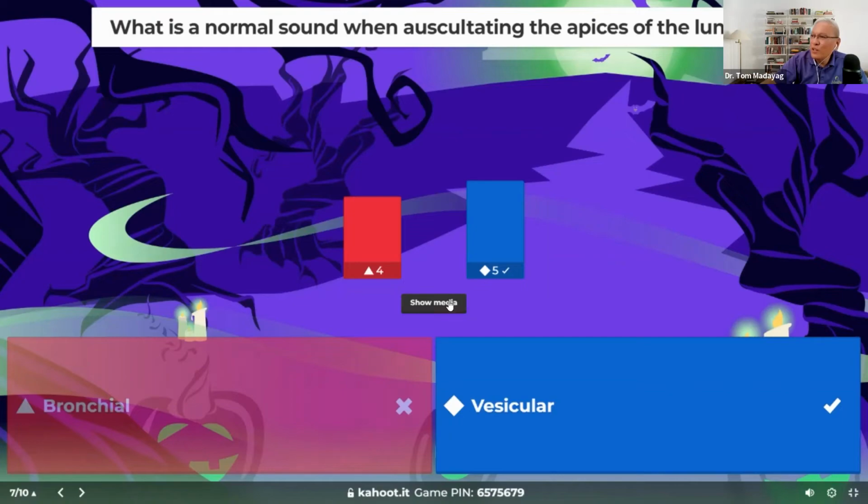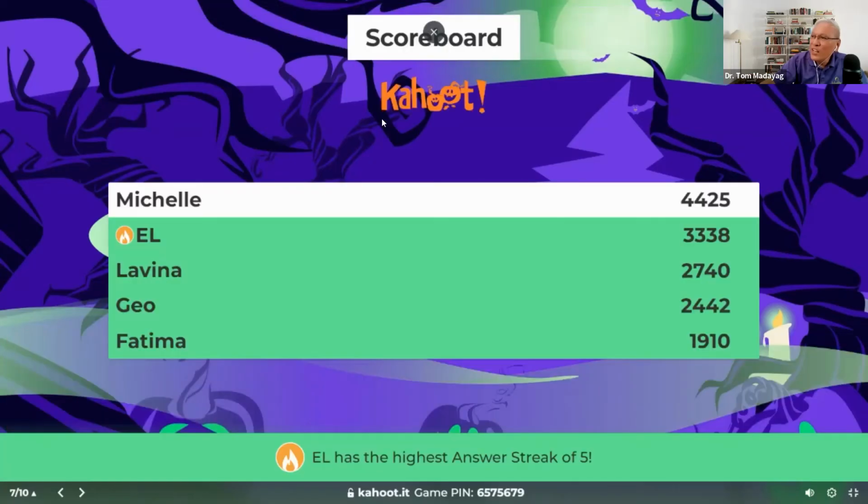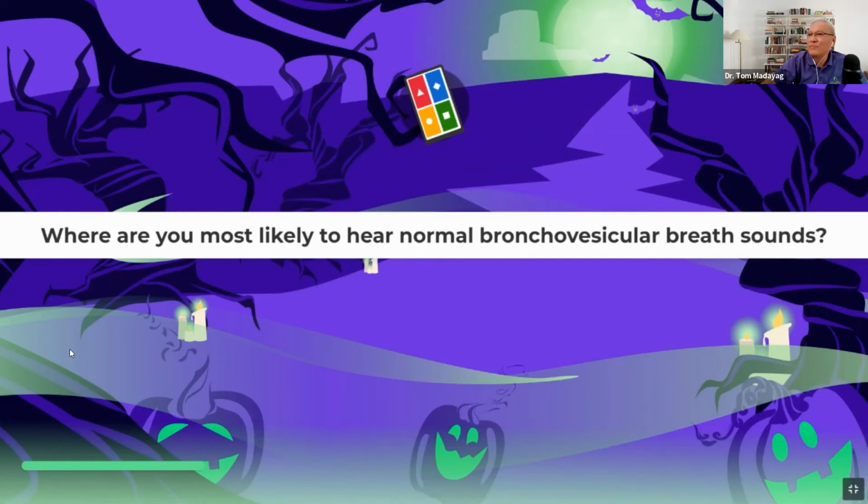Okay, so if we're listening to the apices of the lungs, these are the apices of the lungs right over here. We should be listening to vesicular breath sounds. Okay, so Michelle, L, Lavina, Fatima, and Jaya, with L having the highest streak. Congratulations.